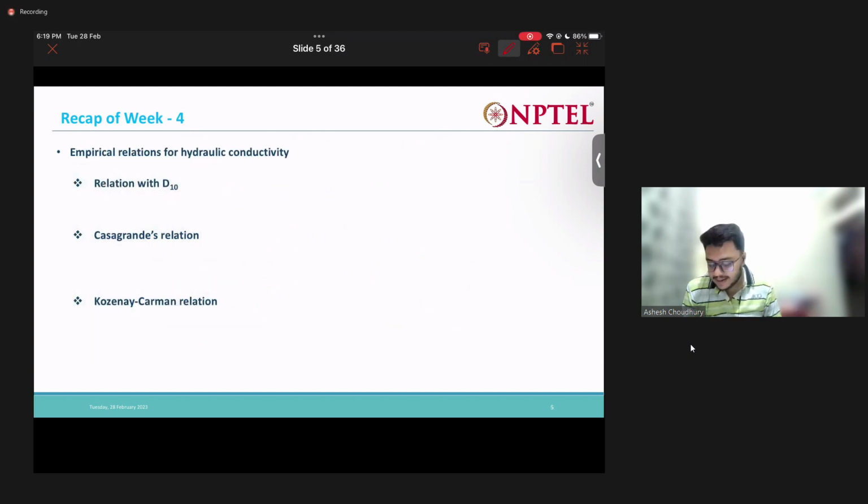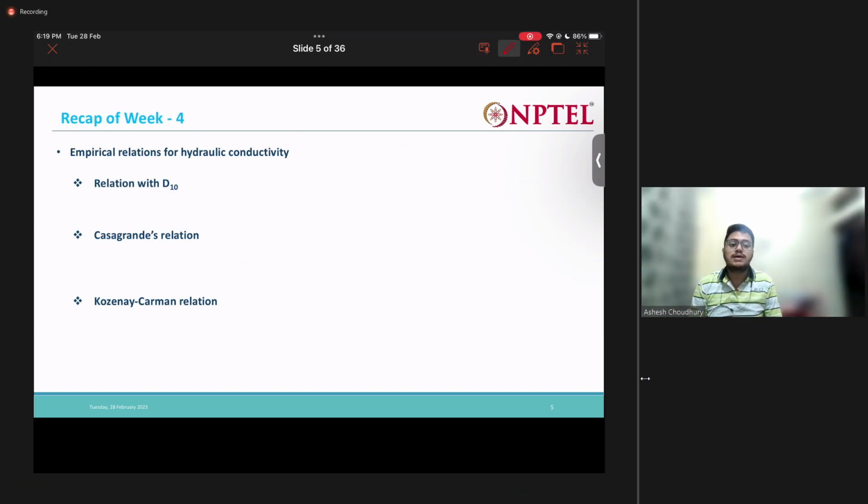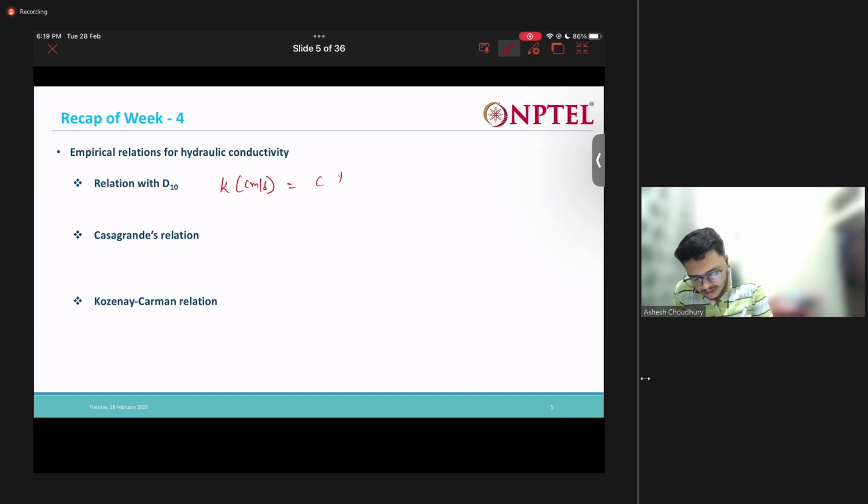Now let us see some of the empirical relations for hydraulic conductivity. What is the D10 size? There is a relation between this size and the hydraulic conductivity K value. This relation is simple: K in cm per second is equal to C into d10 square.